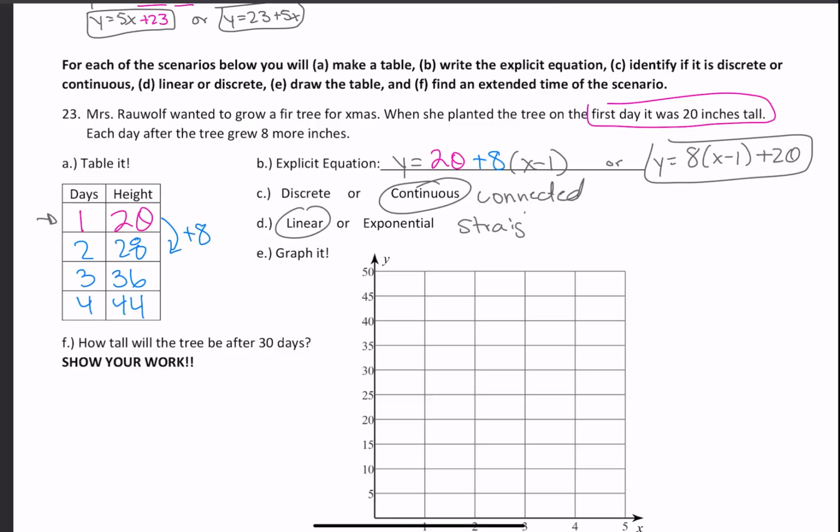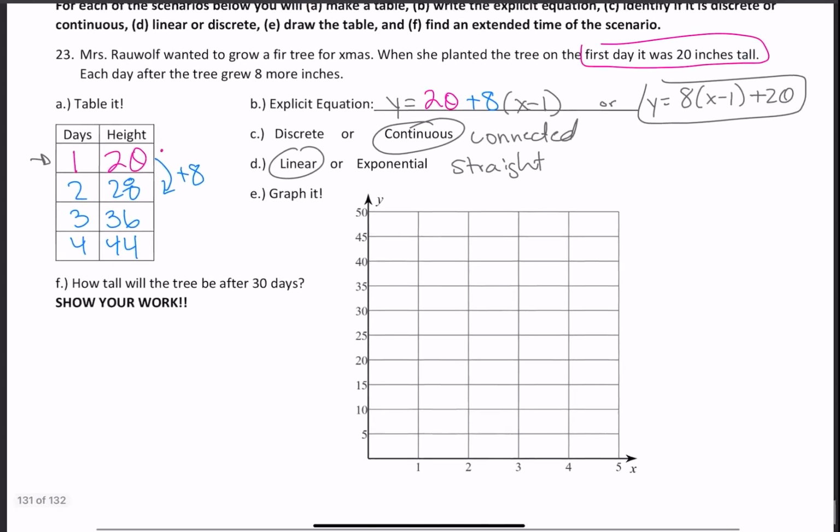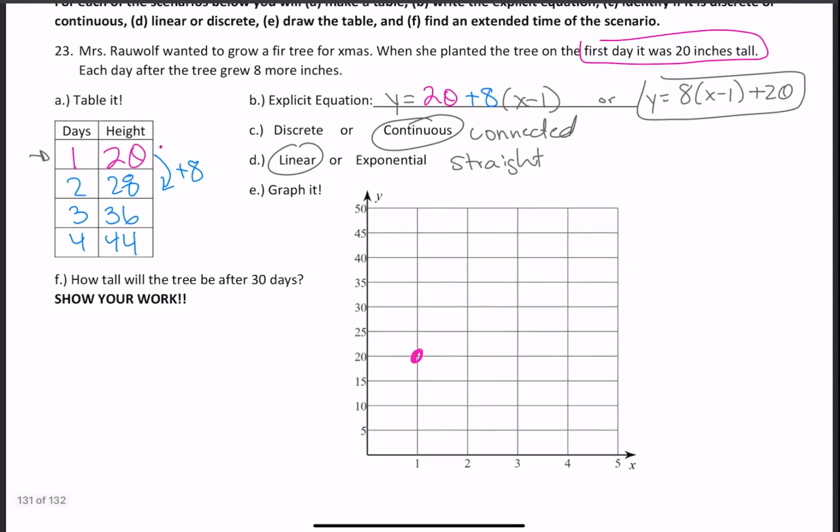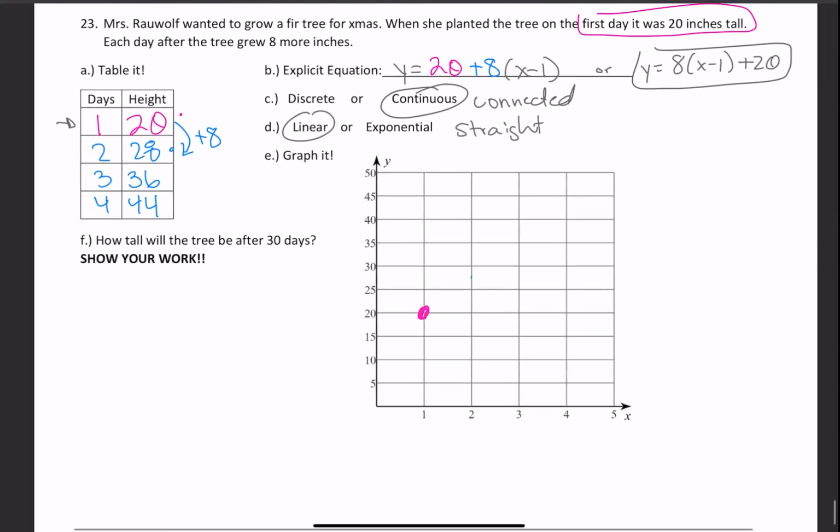So when we graph this, we started with 1 and 20, so start with 1 and 20. Then we have 2 and 28, it's about right here. Then we have 3 and 36, so that's about right here. And then we have 4 and 44, so that's about right here. And look at that, it's a straight line. I got it connected. Here we go.